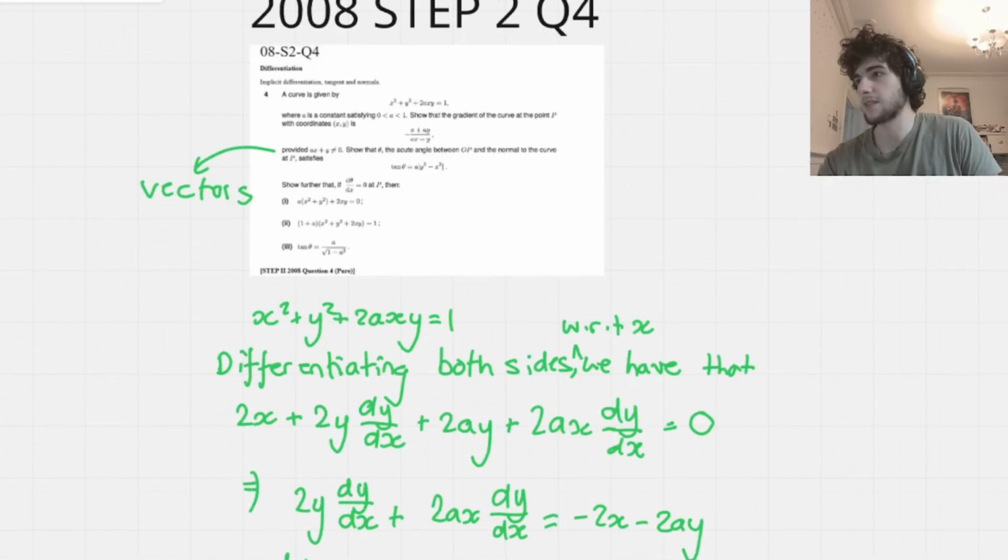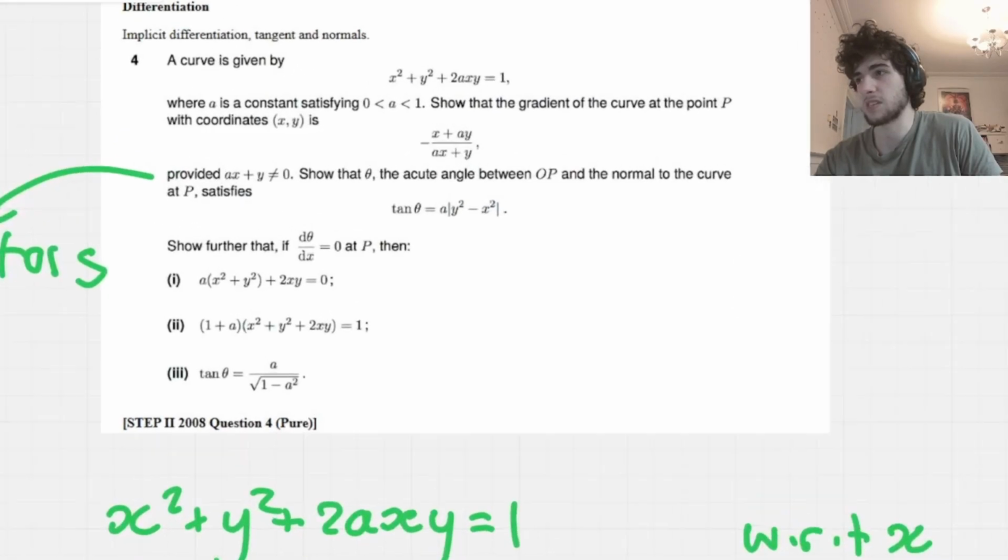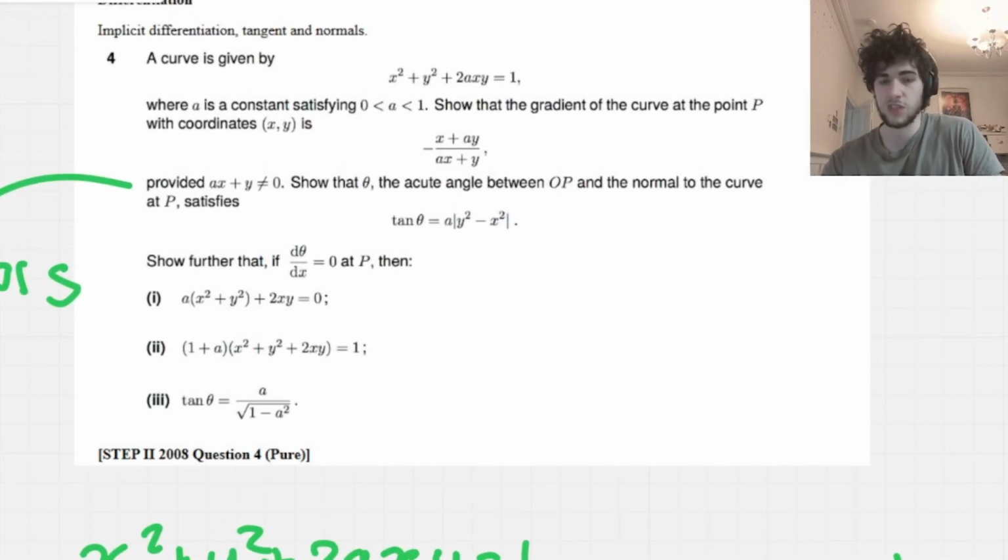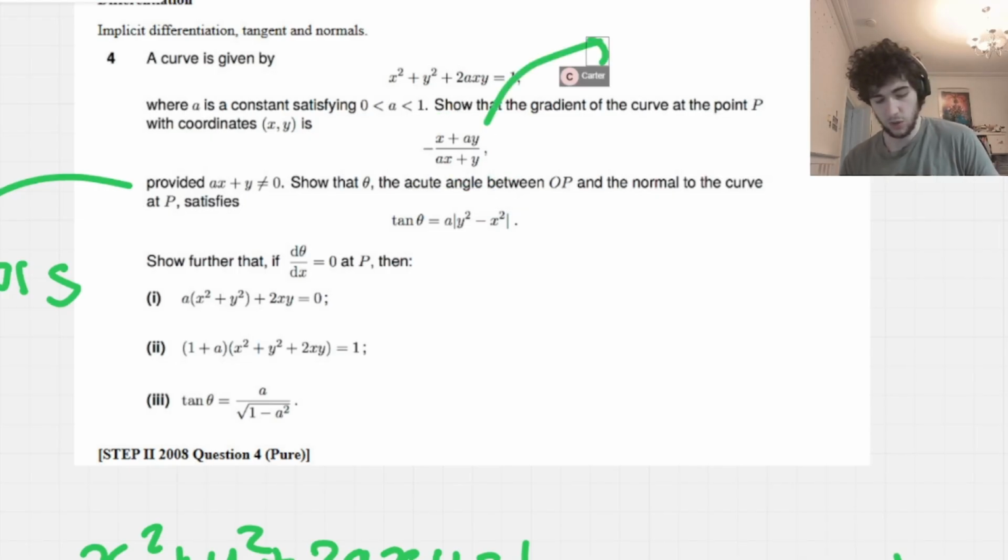And then effectively the normal to the curve at P. Well, we know what the gradient of the curve at P is going to be. So the normal to the curve at P is going to be a line, right? Since the tangent at a curve is a line, the normal is perpendicular to that tangent, and that specific line, since it's perpendicular to the tangent, is going to be the negative reciprocal of this quantity here, right? The negative reciprocal of negative x plus ay divided by ax plus y. In other words, you can do -1 divided by minus x plus ay divided by ax plus y. And obviously you see the minus signs cancel, and that flips the fraction. So you get ax plus y divided by x plus ay.